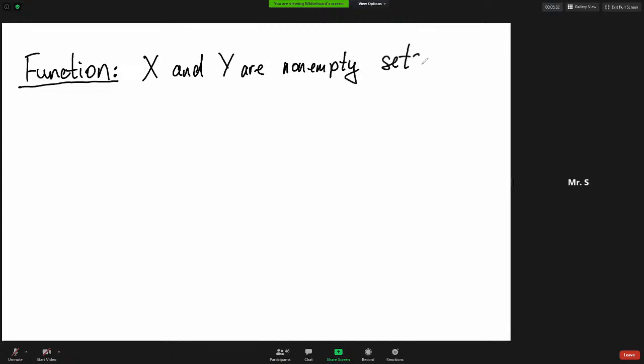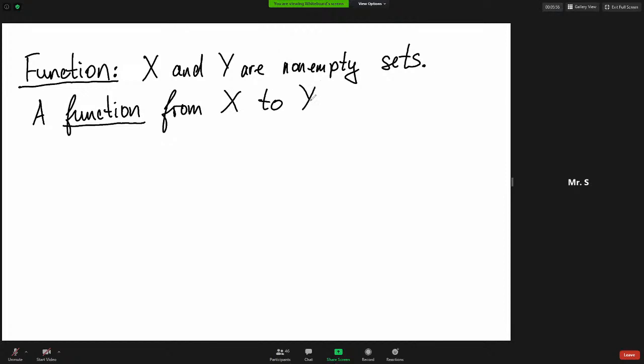So x and y are non-empty sets. Then a function from x to y, so again, x is the input, y is the output set, so a function goes from the input to the output. So a function from x to y is a relation with one more condition.